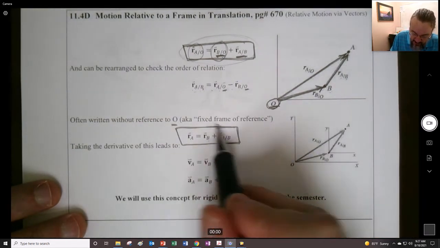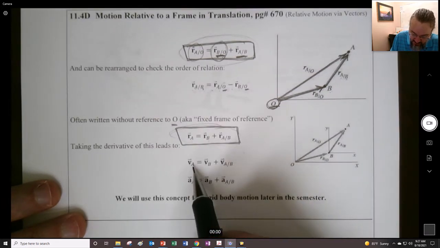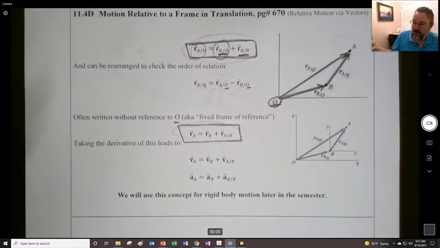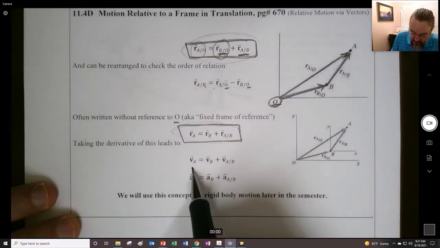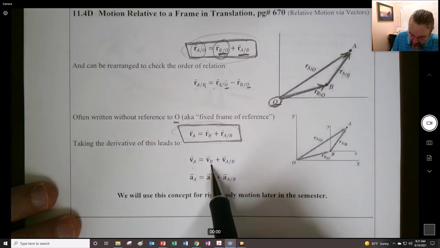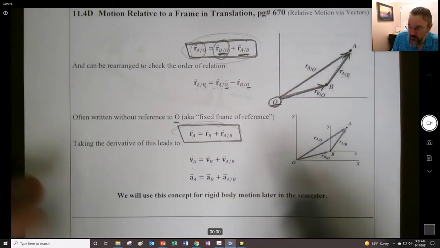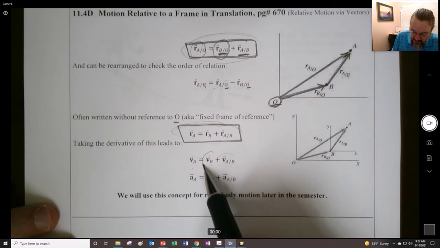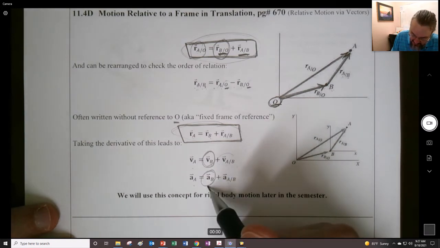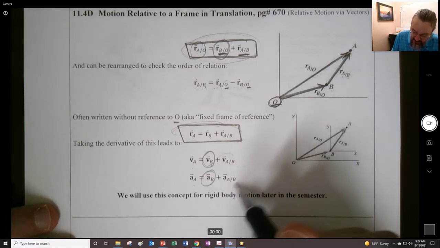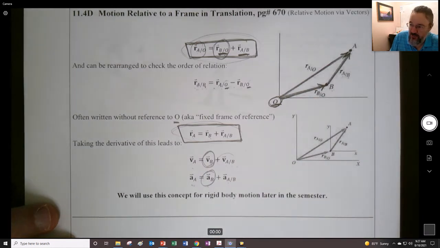The same is true if we took the derivative of this. We can keep it as vector symbols, and we would get the velocity of A is equal to the velocity of B plus the velocity of A with respect to B, right? And this becomes the reference. The same thing is true with acceleration. We want to find the acceleration of A. We know the acceleration of B, and we also know the acceleration of A with respect to B. We use B as the reference, and this is the relative motion that's taking place, so we're able to find what the acceleration of A is.